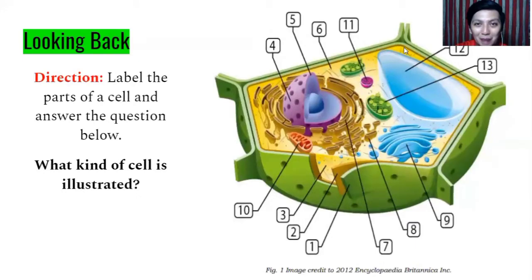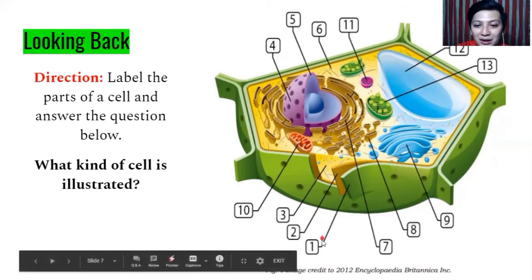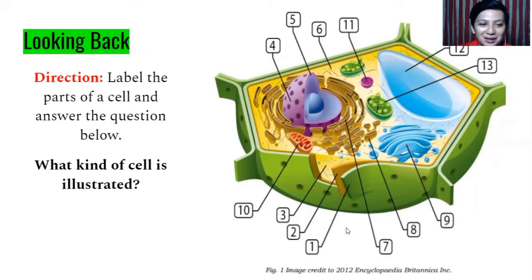So as we look back, all you have to do is to identify what organelle is asked in our diagram. So we have, for example, number 1, 2, 3. Okay, what is number 1? For example, I will give you the answer for number 1. This is cell wall. Okay, ano kayang cell ang may cell wall? Diba? We have plant cell and animal cell. So label the parts of a cell and answer the question below.